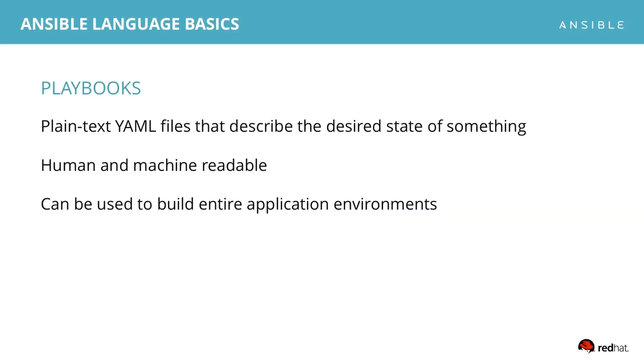Okay, now that we've got Ansible installed, let's look at how to start automating. First, we'll start with playbooks. Playbooks are written in the Ansible automation language, which is YAML-based. These files describe the desired end state of something. As I said before, they're human and machine readable, and as you'll see in a second, don't require any special coding skills to use. Playbooks can be really simple, just a few lines, or built up to describe entire applications as well as the environments they run in.